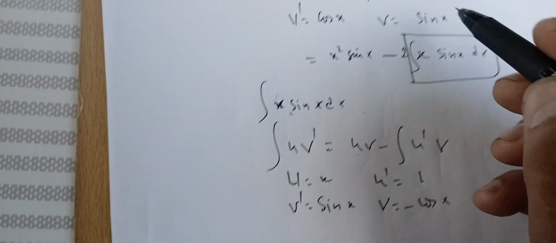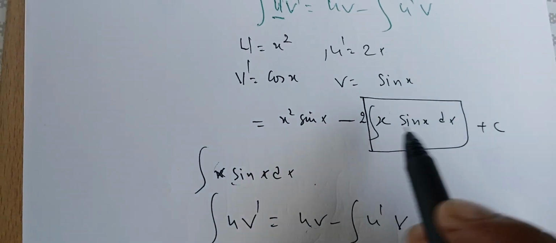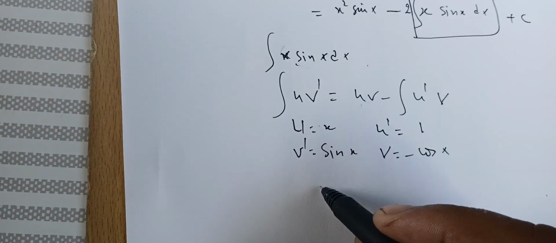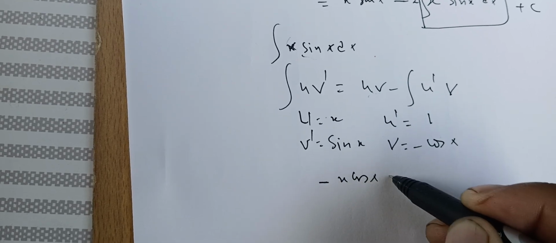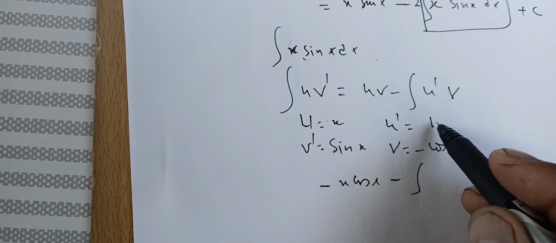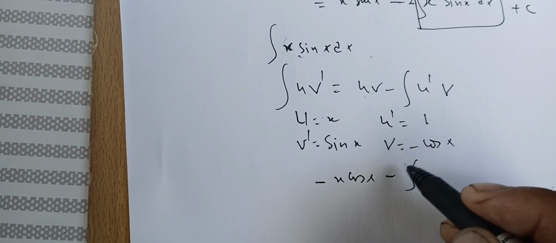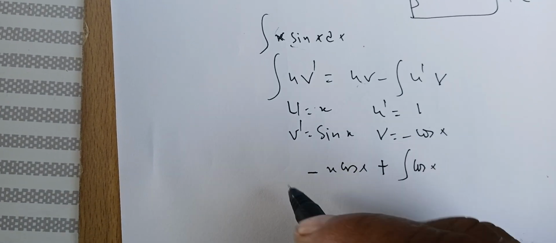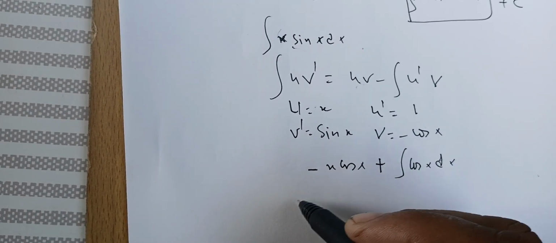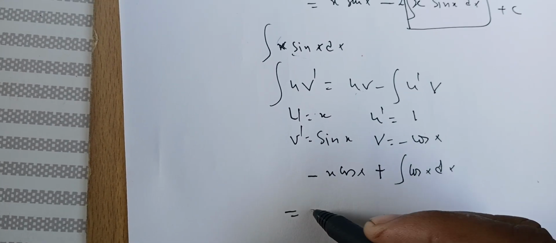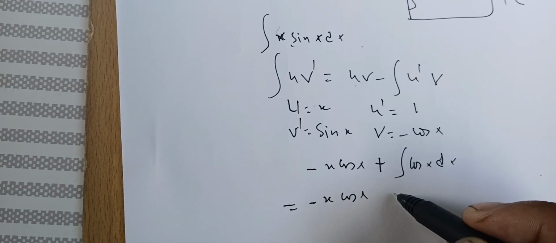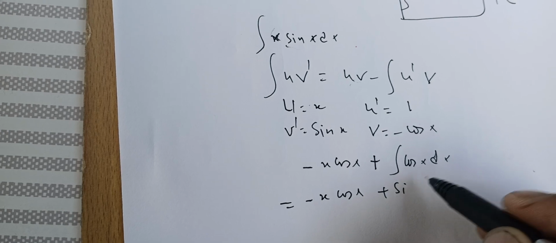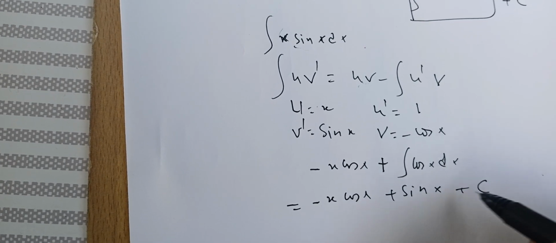Therefore, applying here, so here I should get a constant. Okay, don't forget about the constant. Here, I'm going to get uv, that means minus x cosine x, minus u prime v. u prime is 1 and v is minus cosine. And with the minus, I'm going to have a plus here: cosine x dx. And once I integrate, I get minus x cosine x plus sine x plus c.